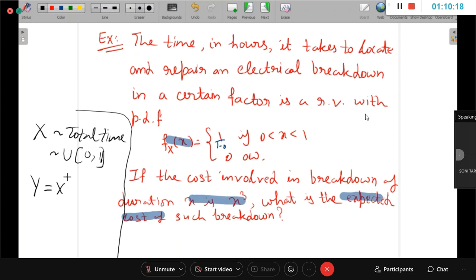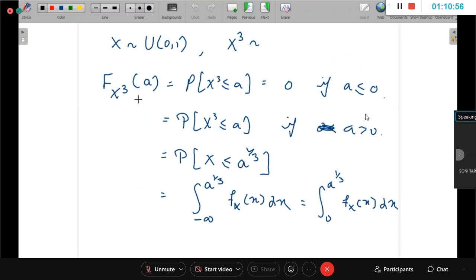And you are interested in the cost. Cost is x cube. Okay, that is the total cost. So what will be the distribution? That can be identified by first finding the CDF, the cumulative distribution function for x cube. Then you can differentiate and identify the density function, and then you can get back to it.